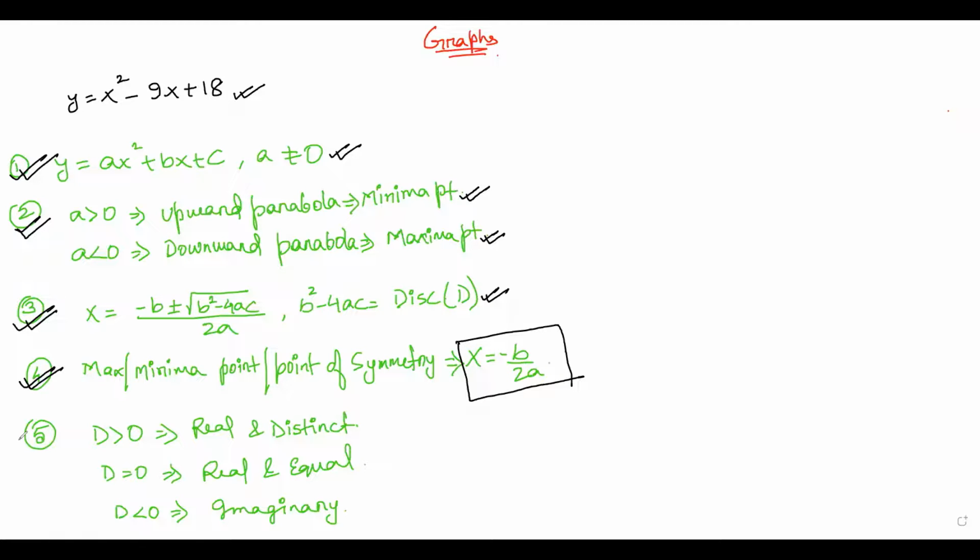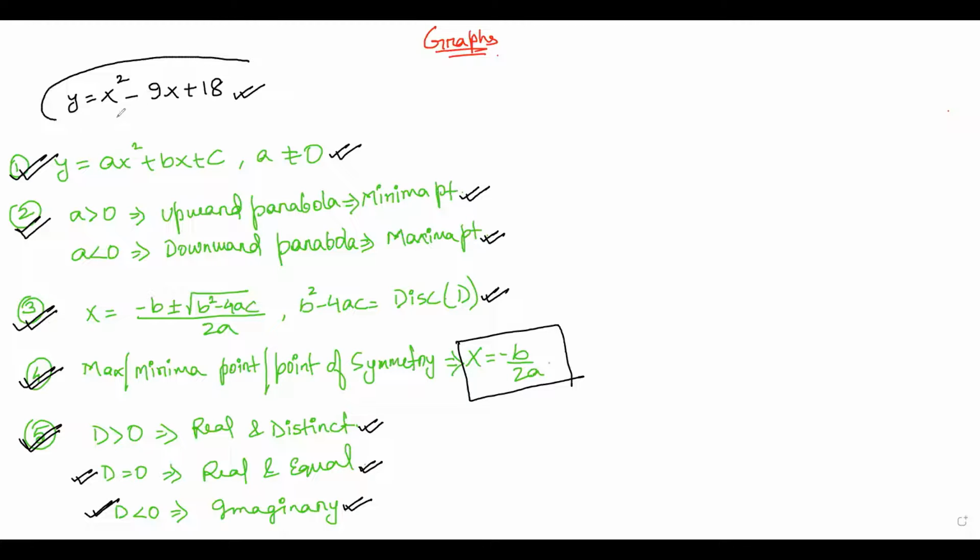And if the discriminant is greater than 0, the roots would be real and distinct. That is, the quadratic curve would be crossing the x-axis at 2 points. If the discriminant is equal to 0, the roots would be real and equal. That is, the quadratic curve would be crossing the x-axis at only 1 point. Also, if the discriminant is less than 0, then there won't be any real roots. That is, the roots would be imaginary, which indicates that the quadratic curve won't be touching the x-axis.